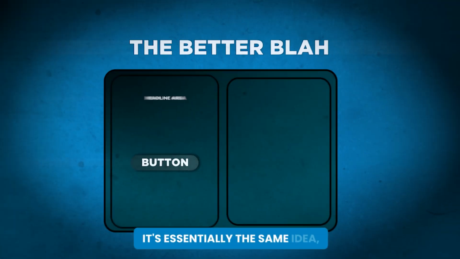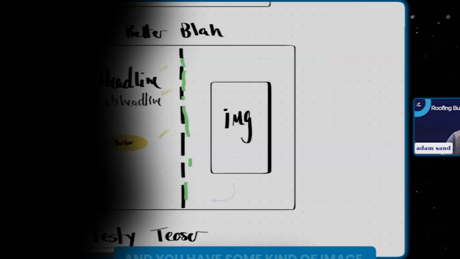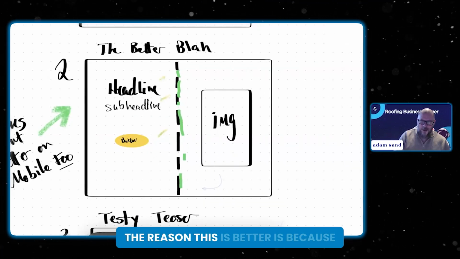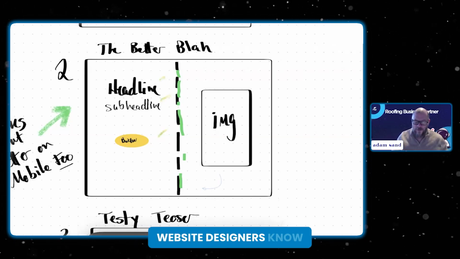It's essentially the same idea, but this page is split down the middle, right? That's why this is here. And you have some kind of image, same thing, headline, subheadline, and button. The reason this is better is because it will usually stack better on mobile. Website designers know how to do this.